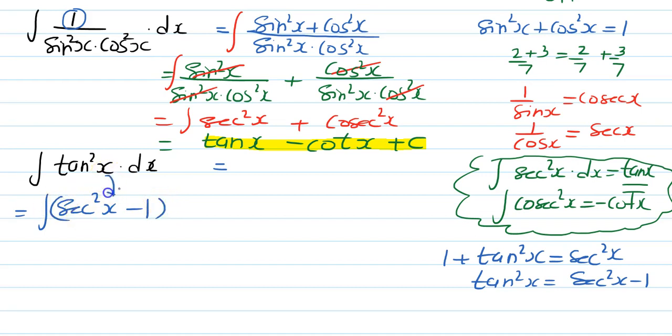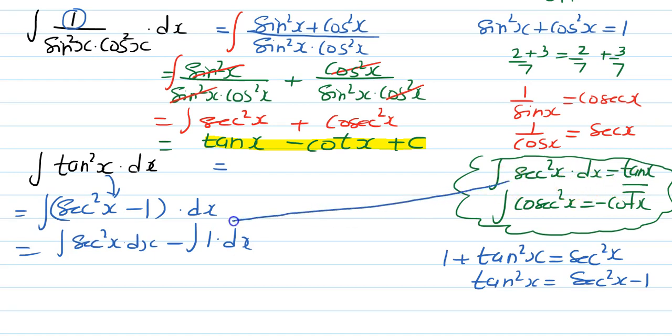In place of tan square x we have written this into dx. Now it means we need to integrate sec square x into dx minus 1 into dx. So integration of sec square x is tan x. So let's write down here tan x, then this minus sign, and integration of 1 is x.